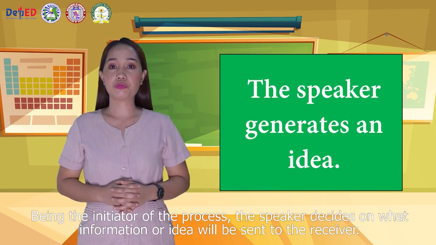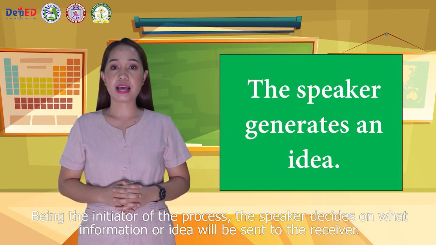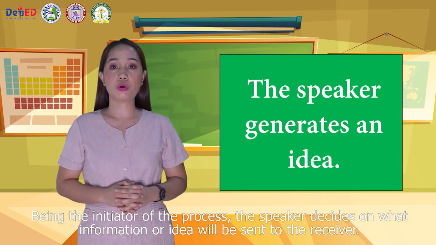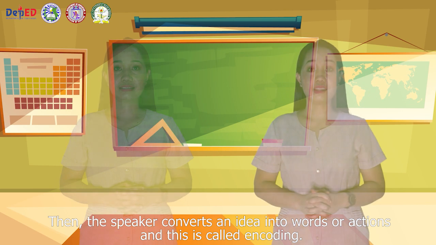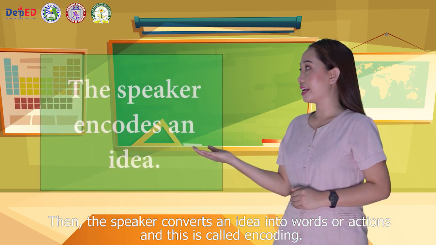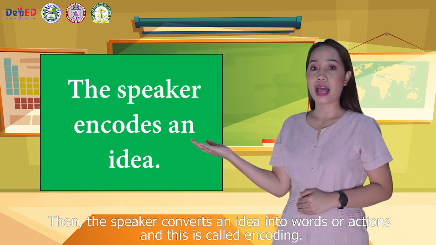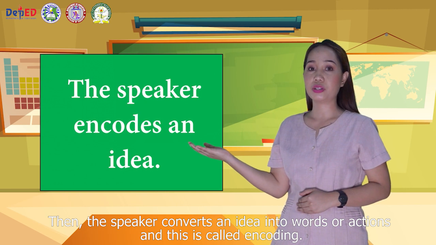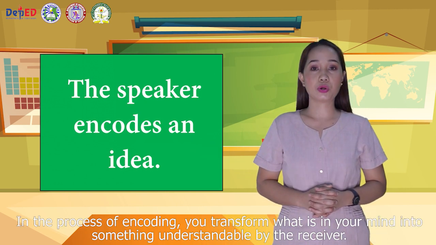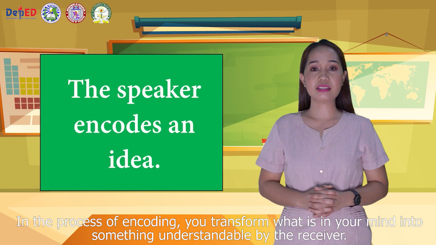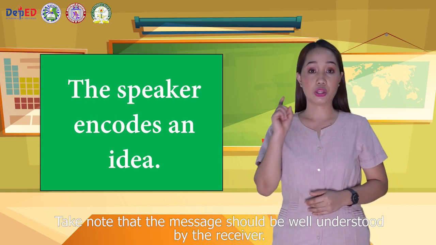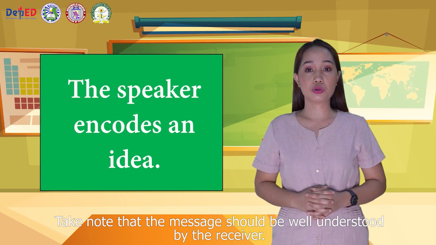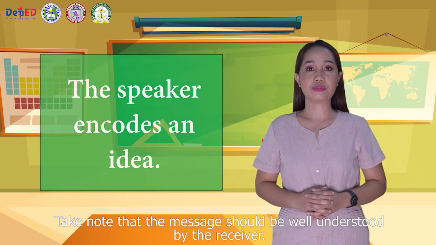Being the initiator of the process, the speaker decides on what information or idea will be sent to the receiver. Then, the speaker converts an idea into words or actions, and this is called encoding. In the process of encoding, you transform what is in your mind into something understandable by the receiver. Take note that the message should be well understood by the receiver.